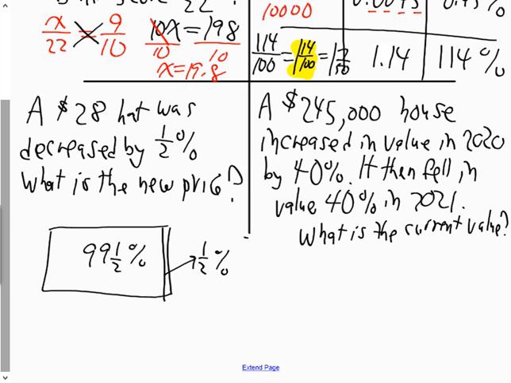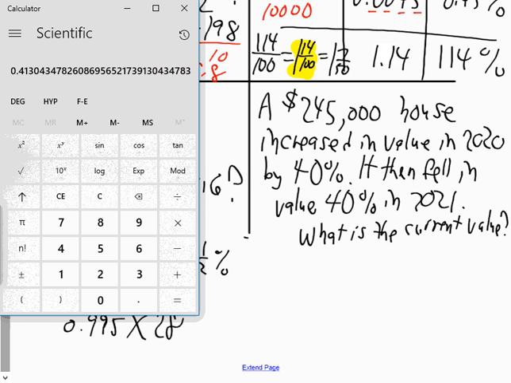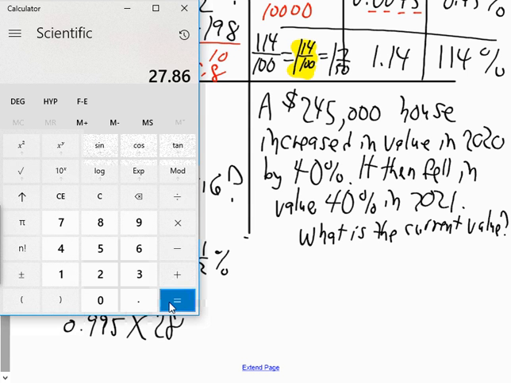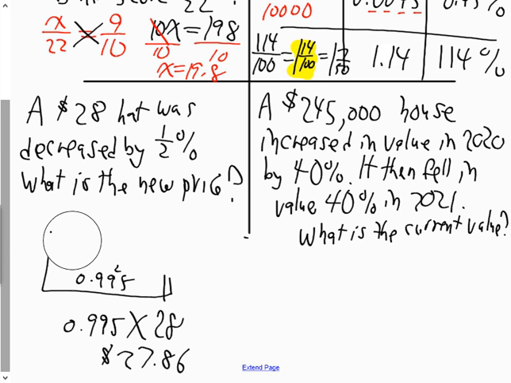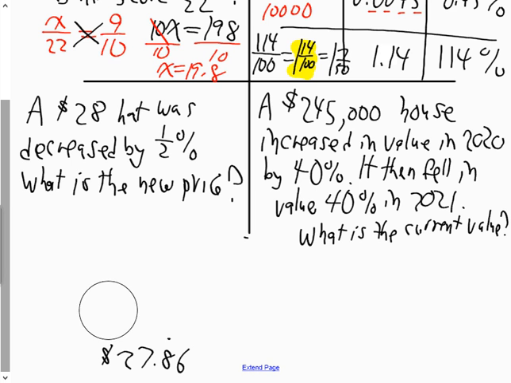So if you lose 0.5% from the price of something, you're going to pay for 99.5% of it, which as a decimal is 99.5. So we're going to say 99.5% of the $28 hat. Grab my calculator and go 99.5% of 28 is 27.86. Now, instead of using a calculator, what could I have done instead? I could have used mental math, right?